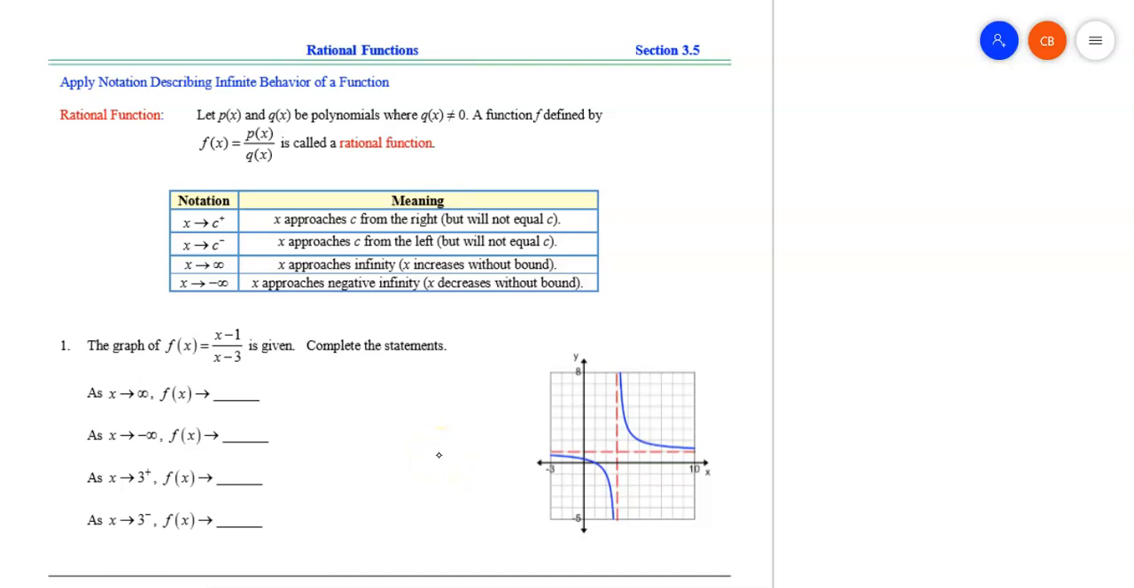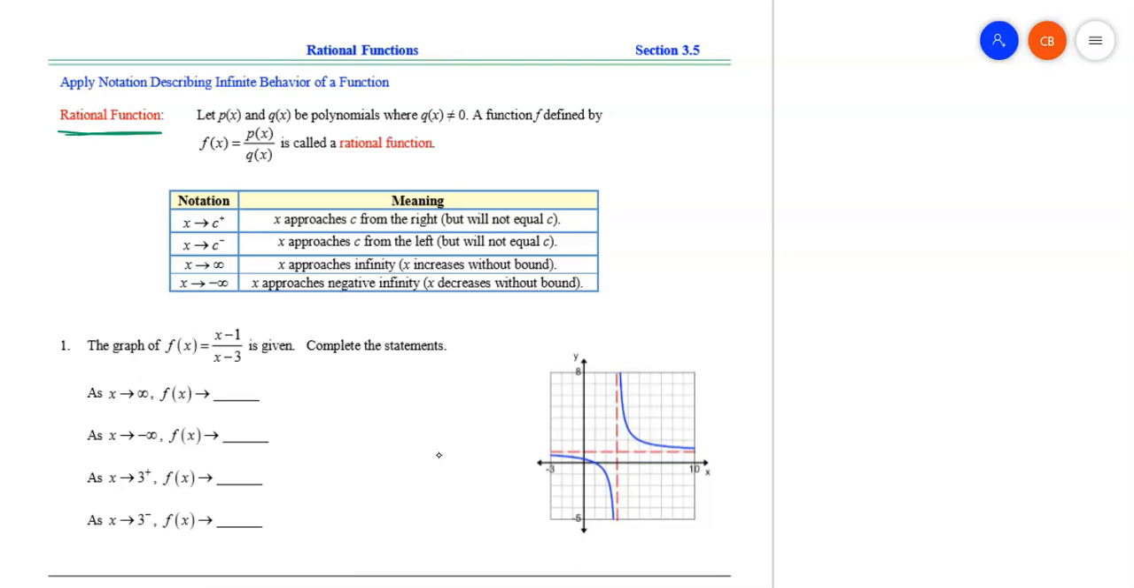Hello everyone, and welcome to the first video for the section 3.5 notes, where we're going to begin our discussion here of rational functions. We're actually going to begin and end the discussion of rational functions here in section 3.5, but without further ado, let's get into just a definition here of actually what a rational function is.